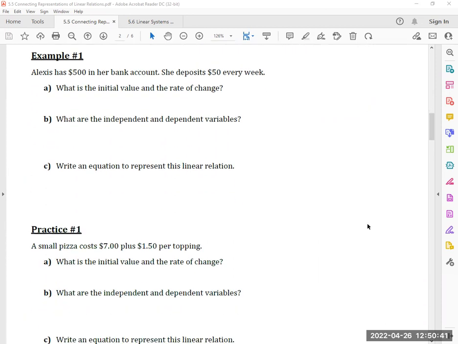Example 1. Alexis has 500 in her bank account. She deposits 50 every week. What's the initial value? In other words, according to this equation, what's my initial value B? And what's my rate of change M? Take a look at the sheet right on top where it shows you the key idea. The initial value uses the letter B. The rate of change uses the letter M. What are they, based on this description?